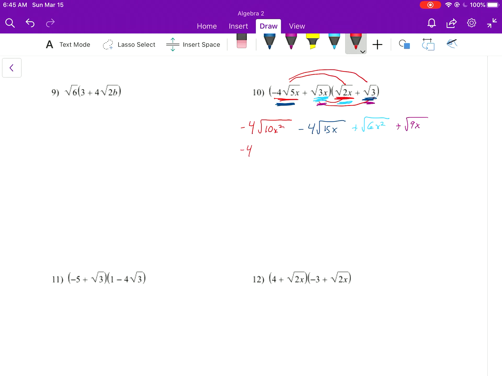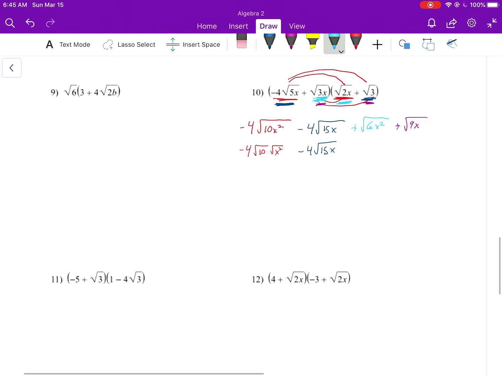-4, the square root of 10 doesn't have any perfect square factors, so we leave it. But the square root of x squared does. That's just going to be x. Next, square root of 15, this actually is not simplifiable, if that's a word. Next one, we have a square root of 6, and then the square root of x squared. And then the last one, 9 is a perfect square, so we can think square root of 9 times square root of x.